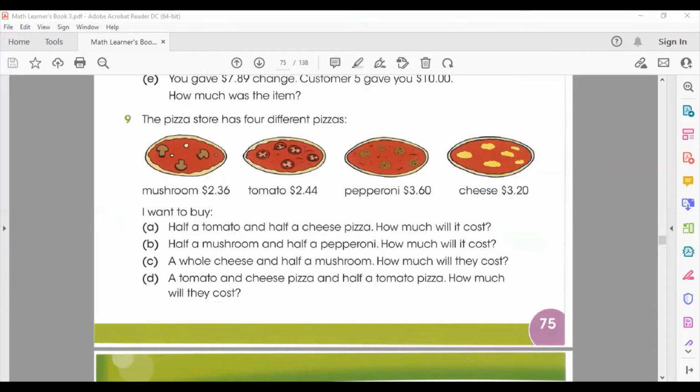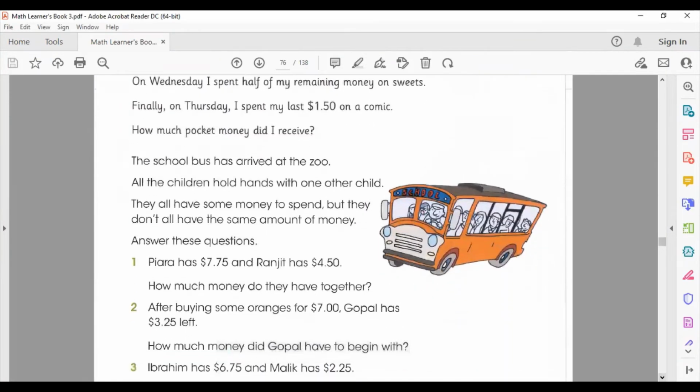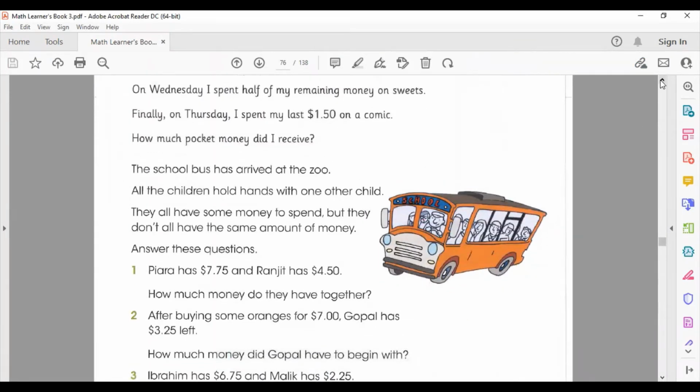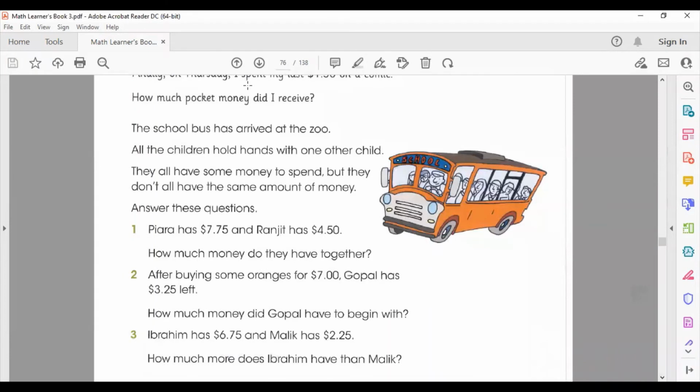Let us move to the next page. At the zoo. Okay, the school bus has arrived at the zoo, and the children hold hands with one other child. They all have some money to spend, but they don't all have the same amount of money. Answer this question.